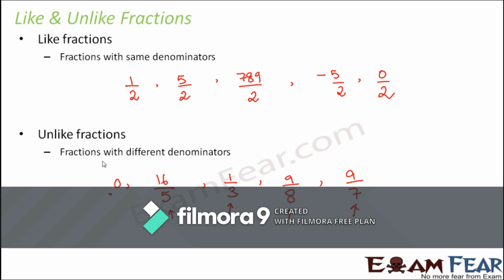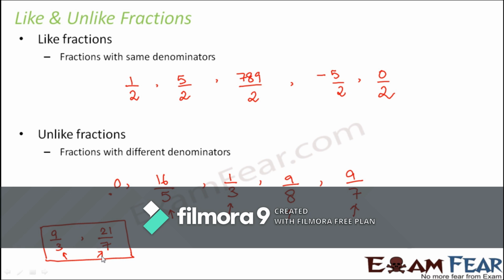Now here you can ask a very, very interesting question. Let us consider these two fractions, 9 by 3 and 21 by 7. What do you think? Are they like fractions or unlike fractions? Now directly looking at them, you quickly compare the denominators. Here it is 3 and here it is 7. So they are different, so they definitely should be unlike fractions.